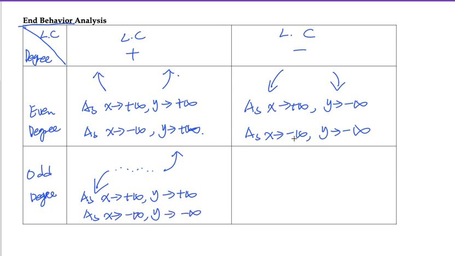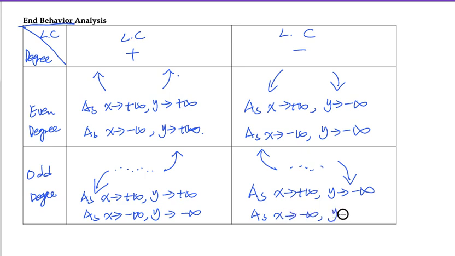For the leading coefficient negative, everything is reversed. This time, when x is getting smaller, on the left side, y is actually increasing. Whatever is in between, we don't know, but at the other end, when x is approaching positive infinity, y is decreasing. So we summarize this as: x approaching positive infinity, y approaching negative infinity, but as x approaches negative infinity, y approaches positive infinity.